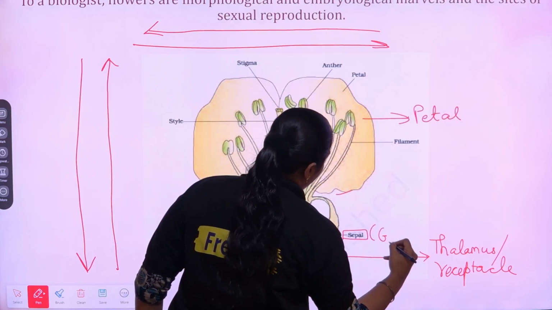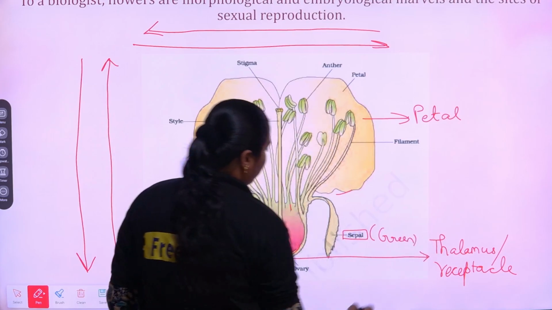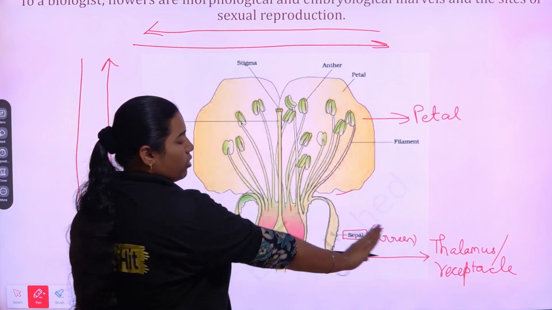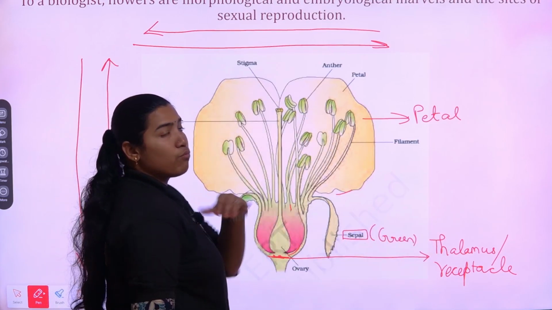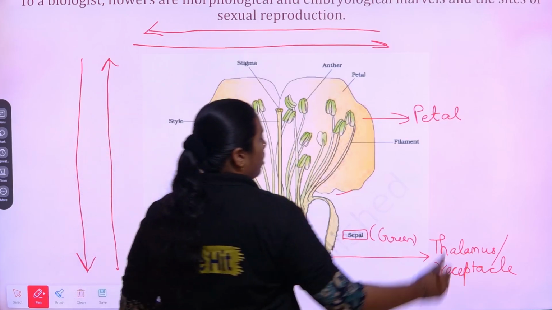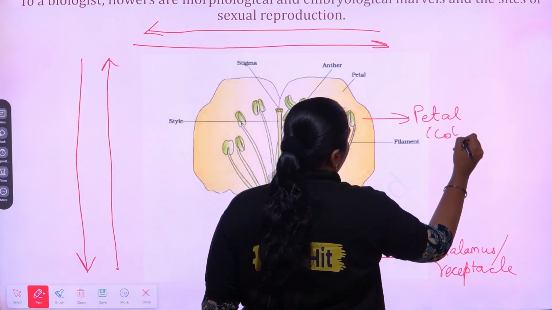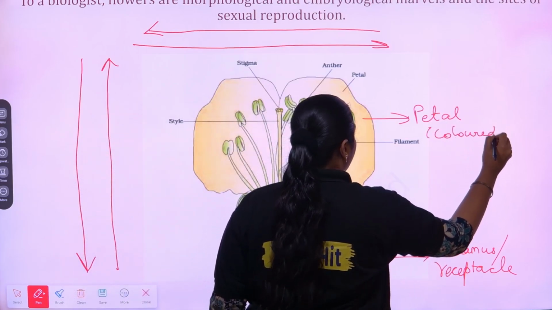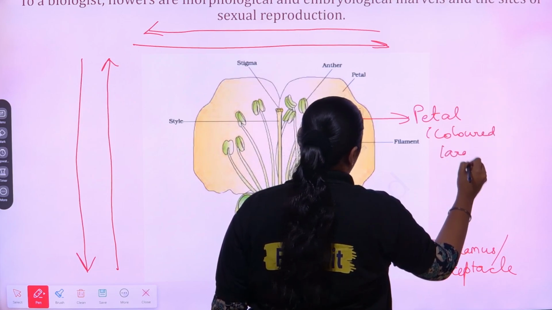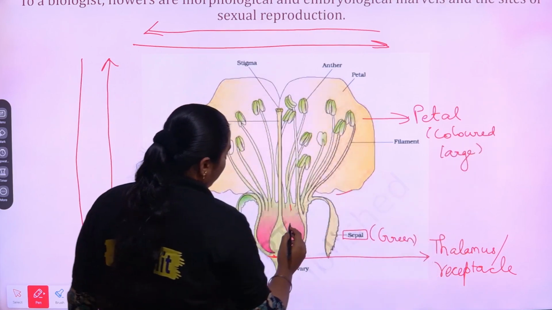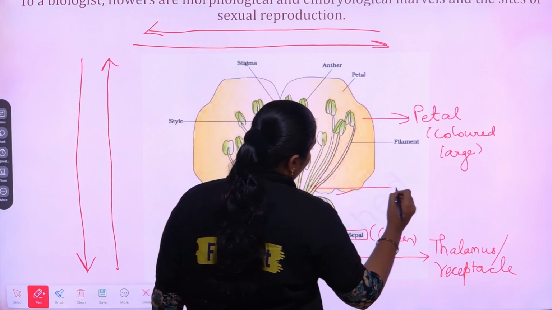Mostly sepals are green, but there are also sepals which are colorful. Whatever I am saying here is mostly; there will be exceptions. Petals are colored, large. Okay, that happens. Then thirdly, whom do we have?